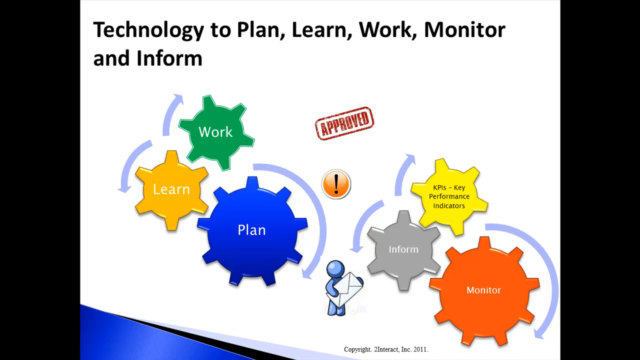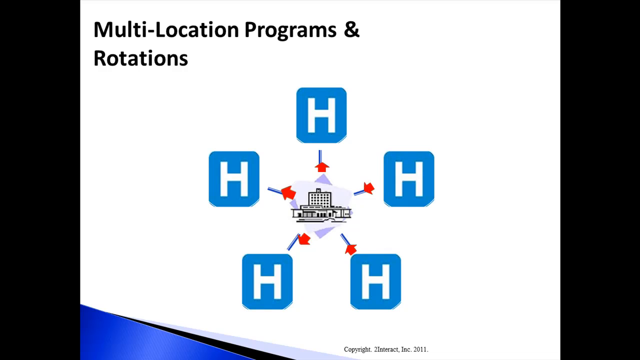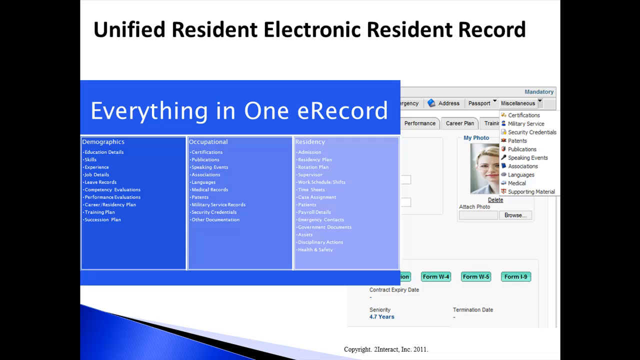You define the benchmarks, and if anything goes outside of those benchmarks, the system will let you know. So approvals can be done through workflow, and the system will inform you and monitor anything that is out of the ordinary. Information can flow from any hospital into the main hospital where the residency program is based, or in the opposite direction, where you're sending information to other hospitals for residents that are coming from those hospitals working in your institution.